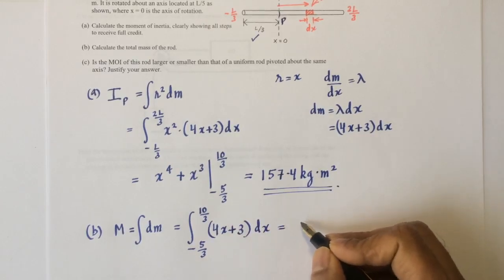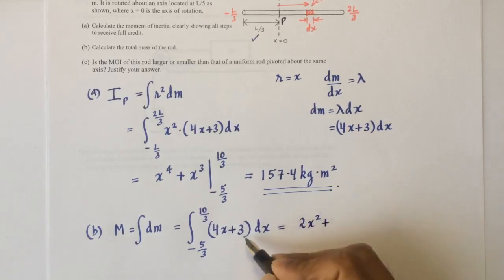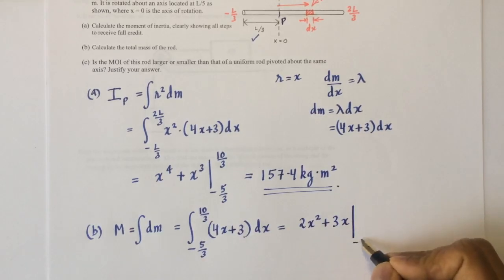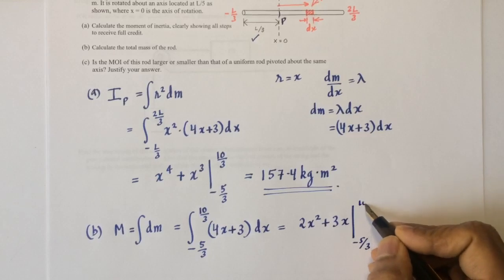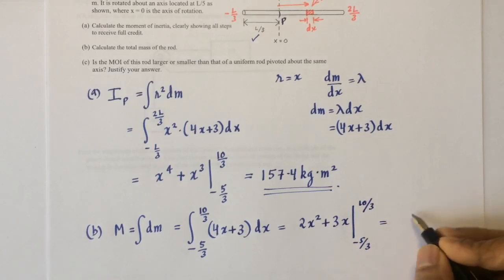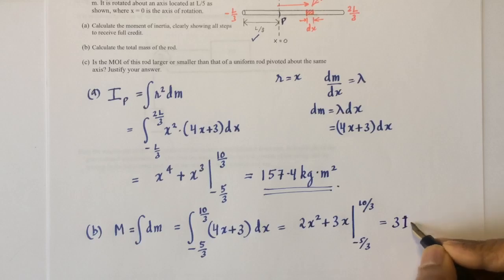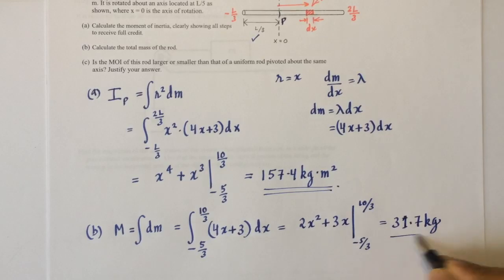So that works out to be, when you integrate 4x, you're going to get 4x squared over 2, or 2x squared. And when you integrate 3, you're going to get 3x. And you substitute it between the limits 5/3 and 10/3, and that's going to be, again, I'm not doing the work, it's 31.7 kg. If you put it in your calculator, that's what you get.